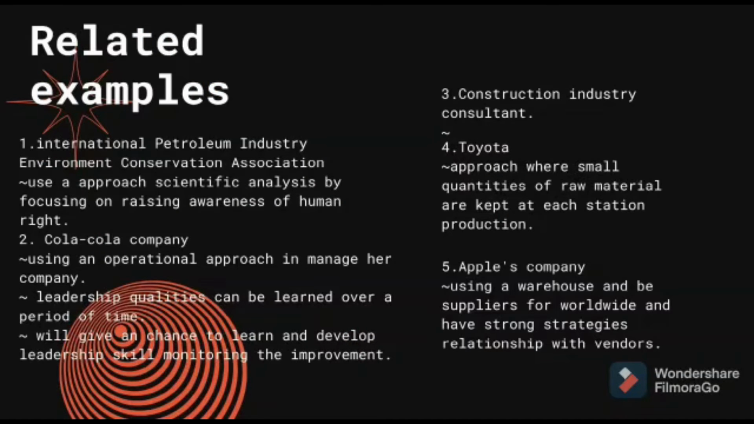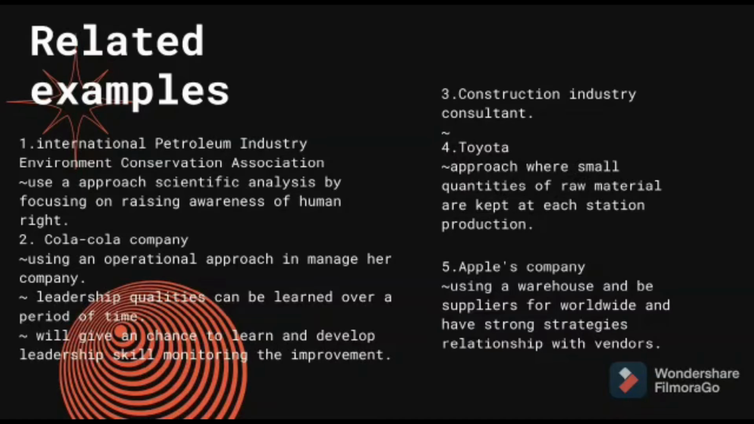Another company that uses the modern approach is Toyota. It keeps a small quantity of raw material at each production station. It uses accurate forecasting to stock raw material at the correct level. Another successful company using this approach is Apple. Apple uses a warehouse to supply worldwide and has strong strategic relationships with vendors.